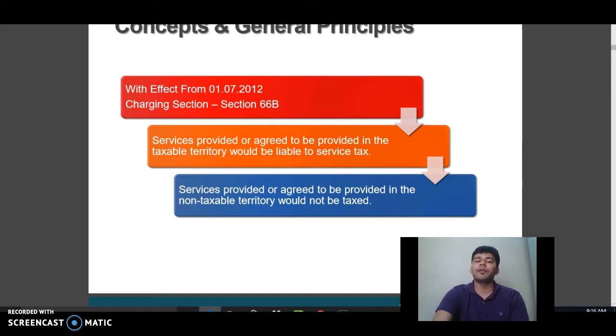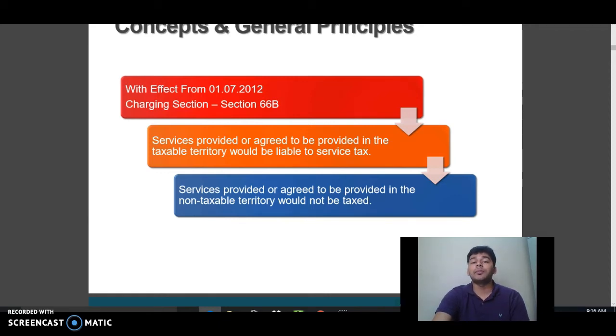There was section 65B clause 44 which actually specifically defines the word service. So service provided or agreed to be provided in the taxable territory would be liable to service tax. Now this word taxable territory makes a lot of importance. So taxable territory means what?